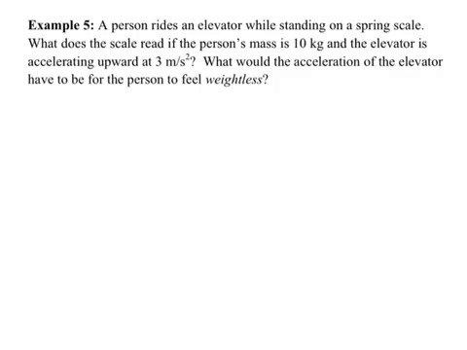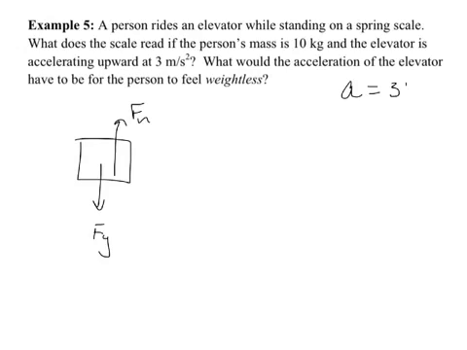Alright, so clearly we have to look at the situation. We've got a person inside of an elevator shaft, and that elevator shaft is accelerating upward. So we're looking at the forces on this person. So acting down is gravity still, and acting up is the normal force. Those are the only two forces acting on this. We have an overall acceleration of the elevator of 3 meters per second squared, a mass of 10 kilograms, and we want to figure out what the normal or what the spring scale would read.